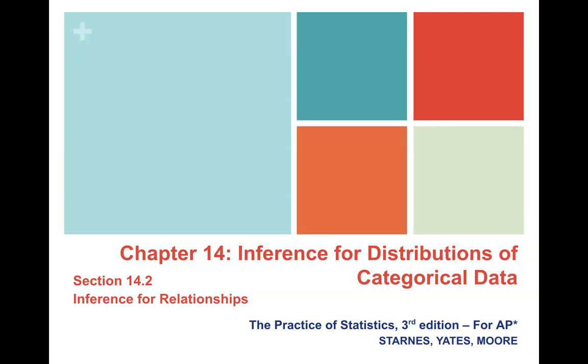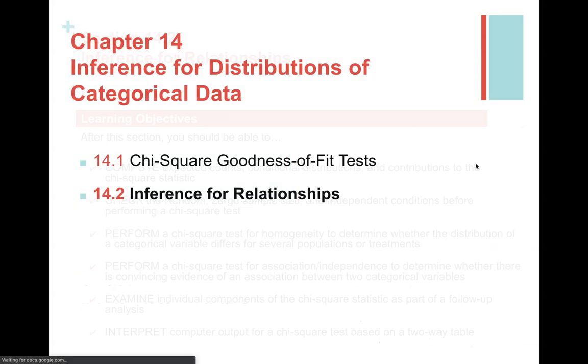Hey guys, it's time for a video on section 14.2, inference for relationships. When we're talking about relationships, we're talking about two-way tables. That's where we have to start this lecture. We have to remind ourselves how two-way tables work, how you read them, and more importantly, how you write them. How do you set up the two-way table? Which variable goes in the rows? Which variable goes in the columns? All right, here we go.